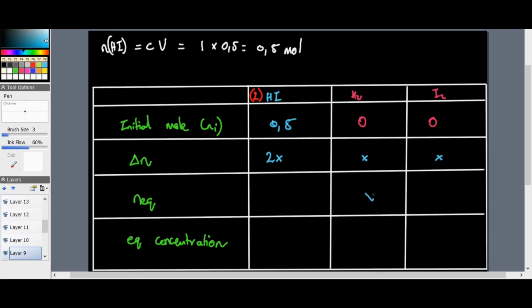Of course these two will remain the same, but the quantity of equilibrium of hydrogen iodide gas would be 0,5 minus 2x. Obviously the equilibrium would be the initial minus the change to get equilibrium. And then, of course, this would be the concentration. The formula C is equal to whatever this is, divided by the volume, which is 0,5, so this would be x divided by 0,5, and the same thing here, x divided by 0,5.